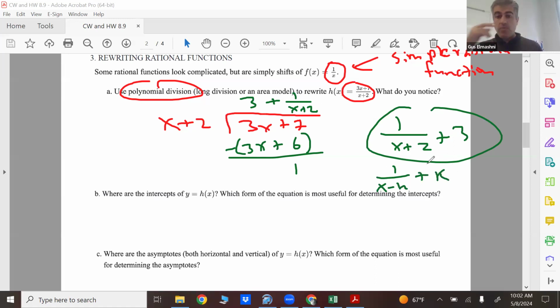So what we've done is we've transformed this into a simple rational function. We have 3x plus 7 over x plus 2. You can actually rewrite it like that. So now I can graph this pretty easily, right? So where are the asymptotes? That's easy. x equals -2, y equals 3, right?